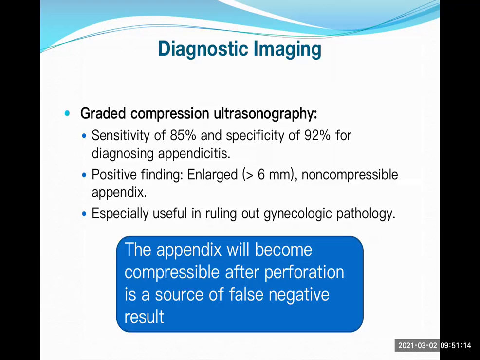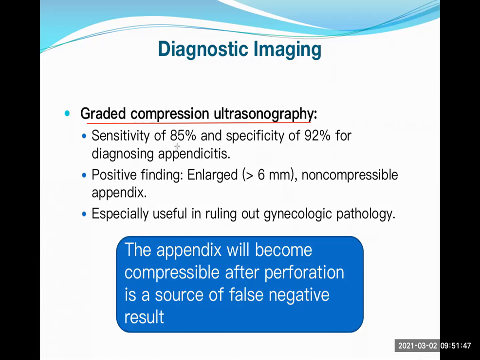Now, what is the role of ultrasound? Ultrasound is also very commonly done in the diagnosis of appendicitis. Now, this is called graded compression ultrasonography. So, what do the radiologists do? The radiologist will compress the appendix site with the probe of the ultrasound, and ask the patient, do you feel pain now or not? Or he may look at the face of the patient to see whether there is any grimace or not.